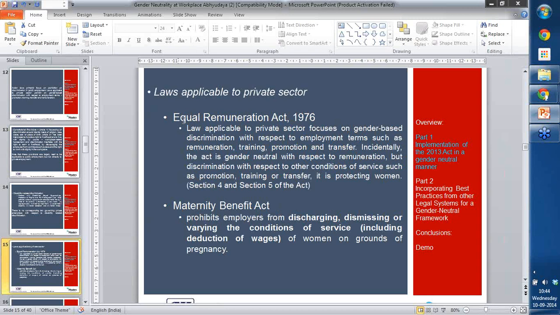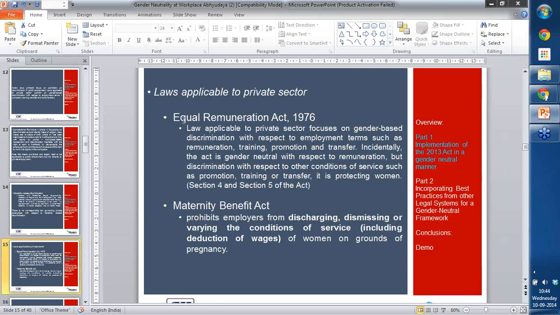What are they talking about? The Equal Remuneration Act is stating that certain employment terms, firstly the remuneration, training, promotion and transfer, on these four terms, there should be no unequal treatment between men and women. Okay. Is this gender neutral?